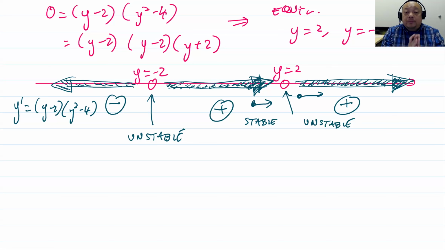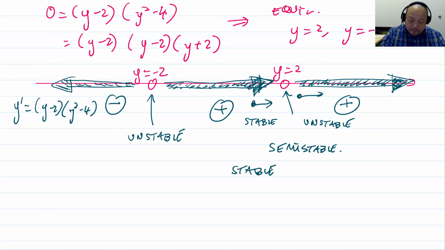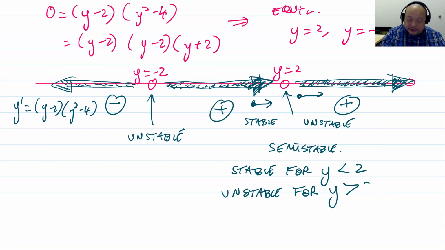So the equilibrium solution y equals 2 is stable on one side and unstable on the other side. It's considered to be semi-stable, where it is stable for y less than 2 and unstable for y greater than 2. That's a semi-stable equilibrium point. Let's take a look at its slope field.